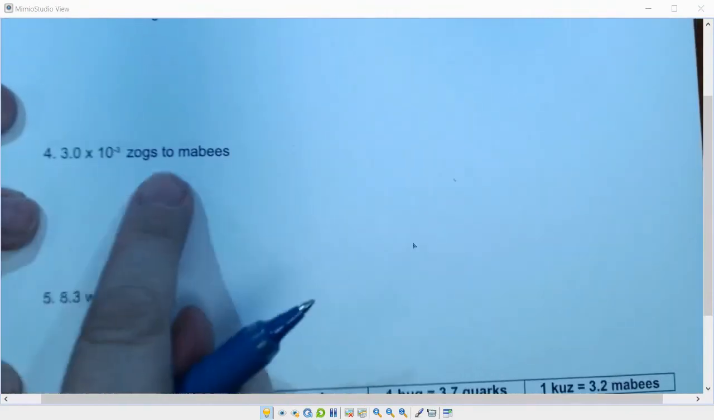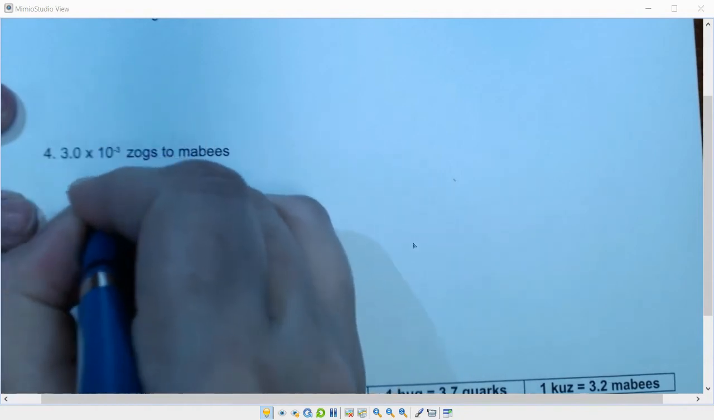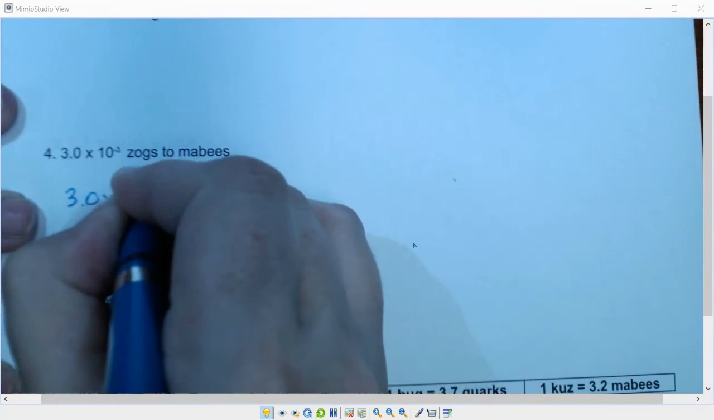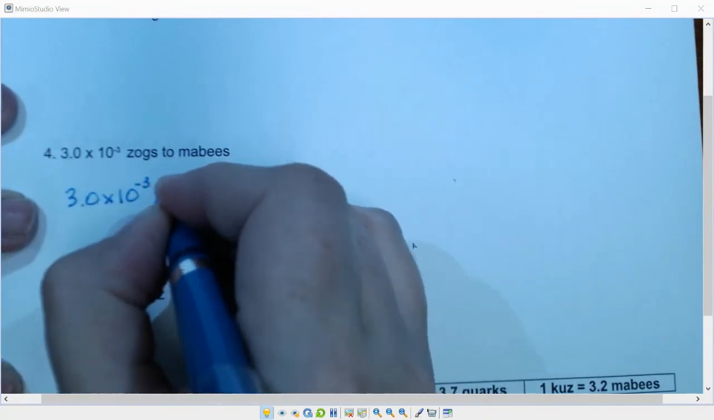So the process is the same. We start with the number that we're given in our top left portion of our train tracks. So 3.0 times 10 to the negative 3, and this is zogs.